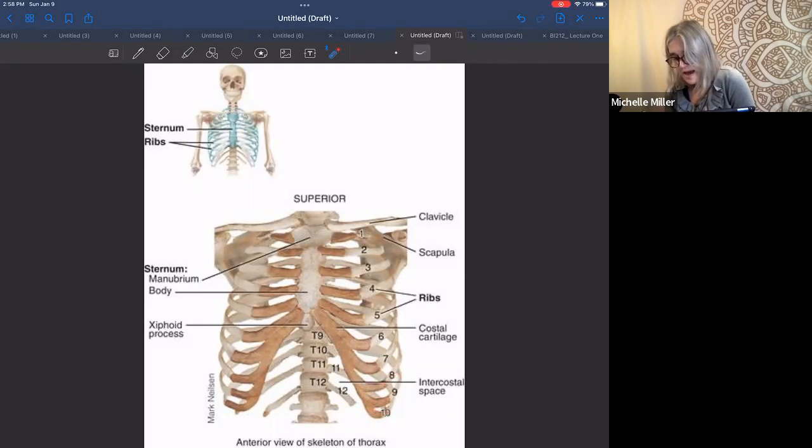Some of these down here, like 7, 8, 9, 10, right? Some of these are connected via costal cartilage. So they're not directly connected to the sternum. So they're referred to as false ribs.